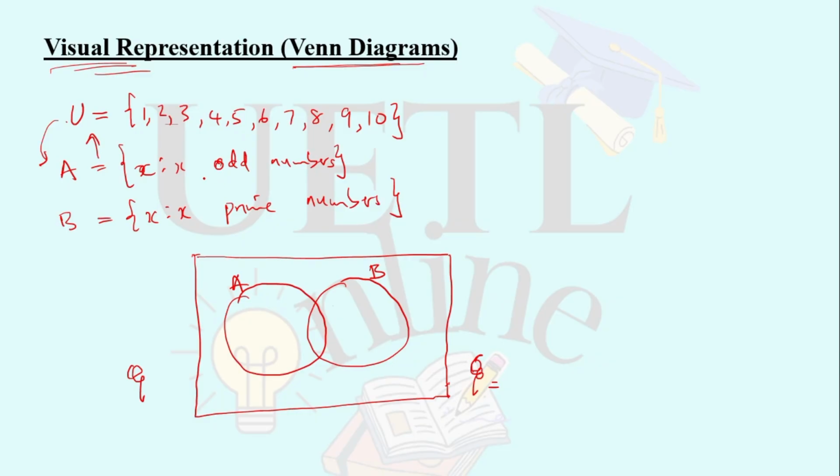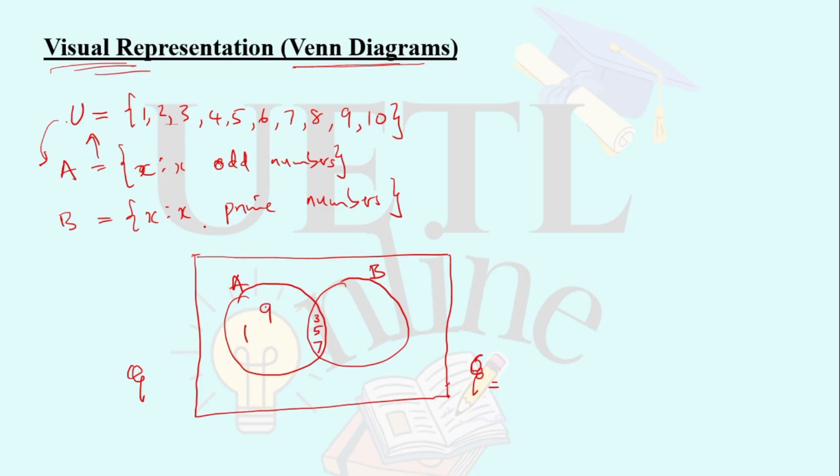Here we were talking about odd numbers. Odd numbers start from 1, and 3. 3 is also in B, so we write it in the overlap. Then we have 4, which is not in any of these sets. 5 is here again. 6 is not here. 7 is here. 9 is not in B, so it's here.